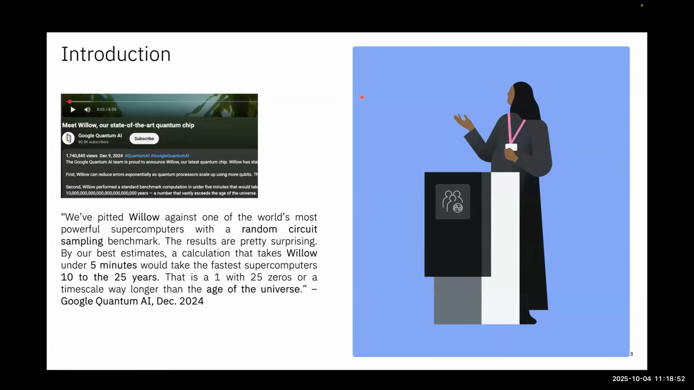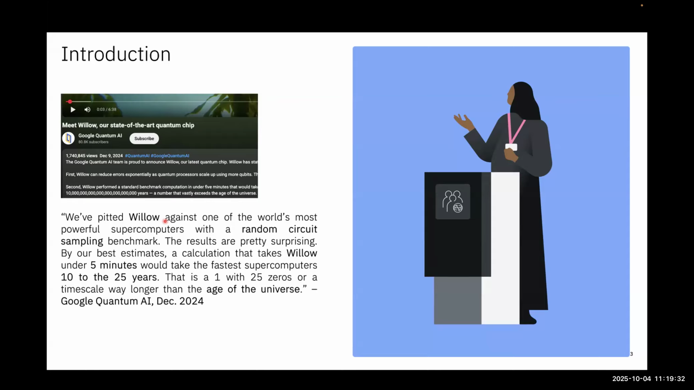First, I'll start the introduction by taking a quote from what Google released on December 9, 2024, when they released their quantum system Willow. There are some lines of statements that resonate with me and summarize why most of us are in this field. It reads: we've pitted Willow against one of the world's most powerful supercomputers with a random circuit sampling benchmark. The results are pretty surprising.